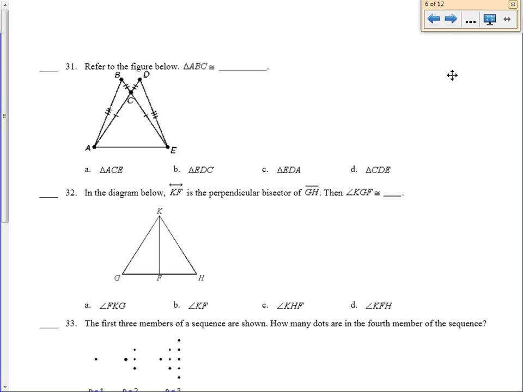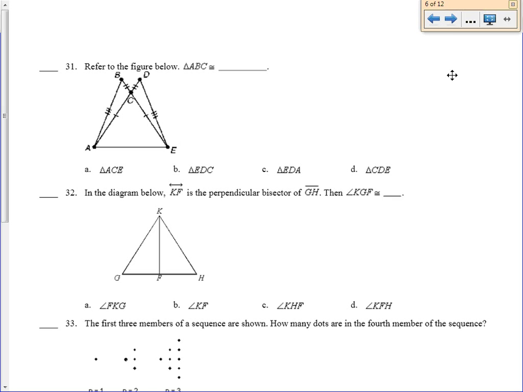Here we go. All right, in 31 it says refer to the figure. So what you have to do in the figure here, it's got some tick marks on it. What do those tick marks stand for? Congruent. Okay, there's four congruency theorems. There's side, side, side, which is what this one is. There's three congruent sides, side, angle, side, angle, angle, side, angle, side, angle. The fifth one deals with right triangles, HL, hypotenuse leg.